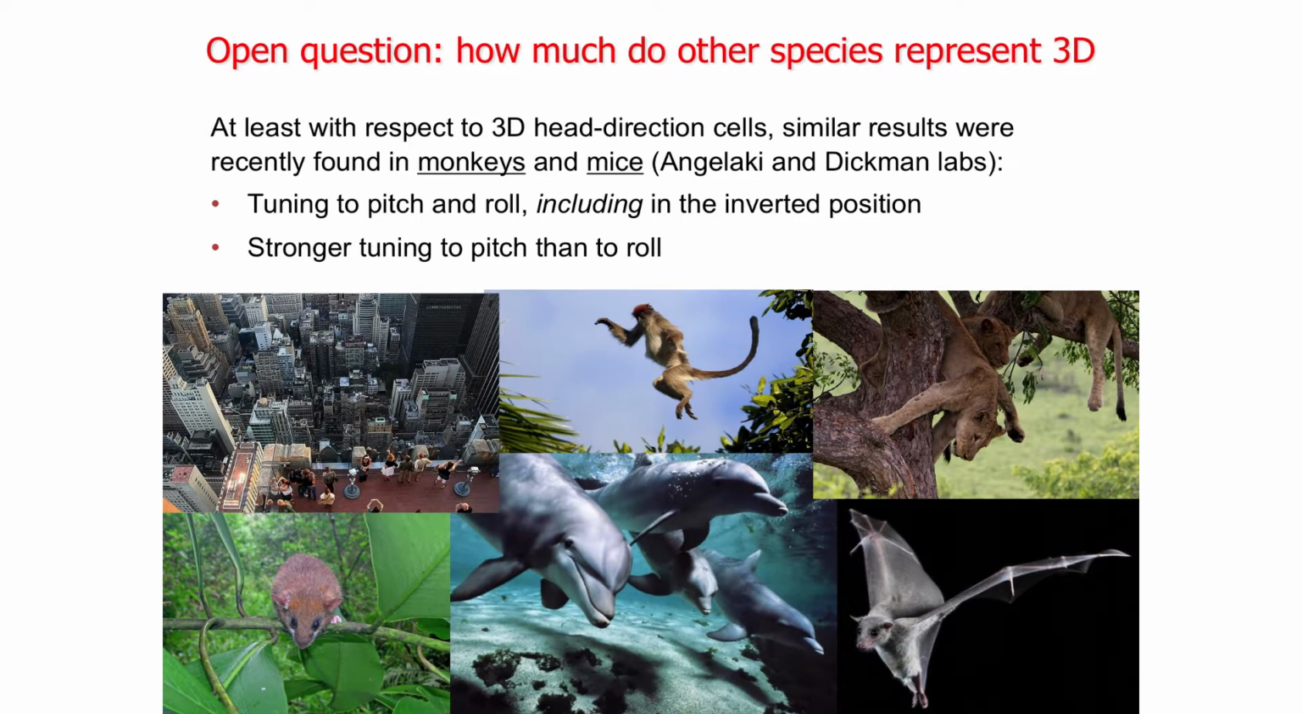So certainly monkeys that are very much navigating through, moving in 3D, and also mice that are perfectly fine hanging upside down. I think it's interesting that they also have a 3D compass in their brains.